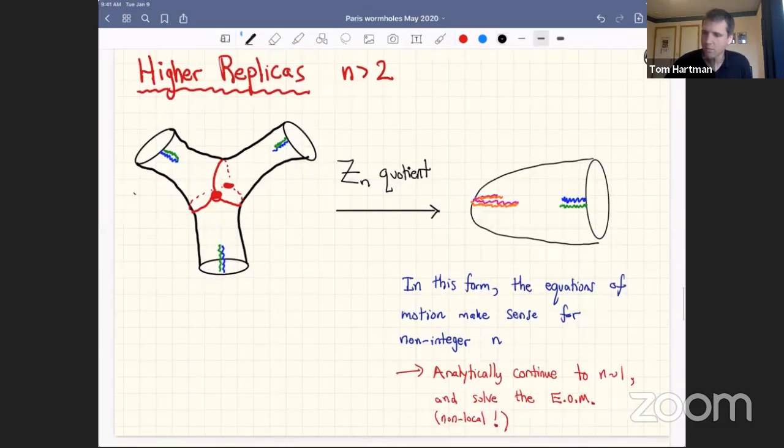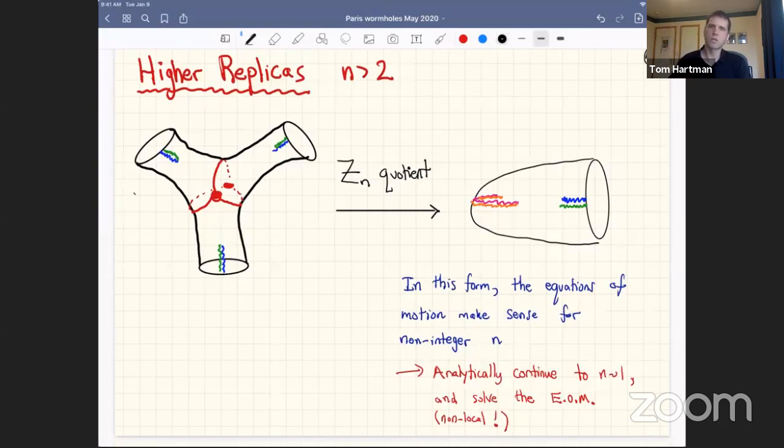I'm going to just briefly describe the higher replicas. So here's a picture of an n=3 replica wormhole. You now have 3 copies of the asymptotic region glued together. If you really wanted to consider all possible geometries like this at higher n, things would become awfully complicated. We can simplify things by assuming that the saddle points are Zn symmetric. So in this case, there's a Z3 symmetry that just rotates the 3 copies of the system. So I'm going to assume replica symmetry.